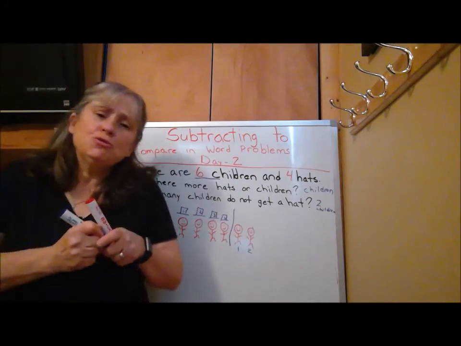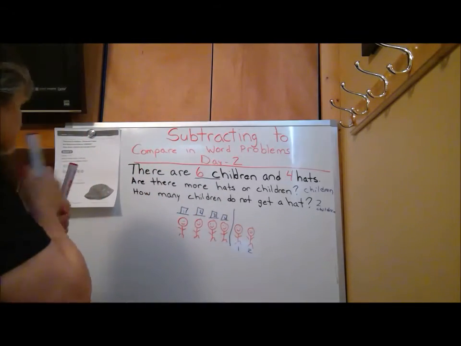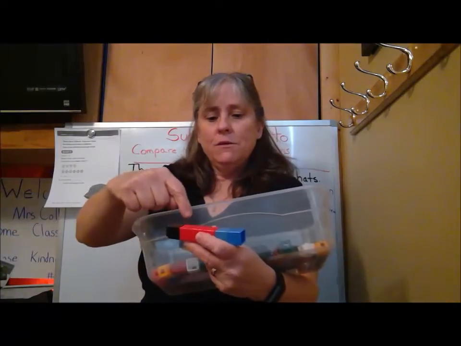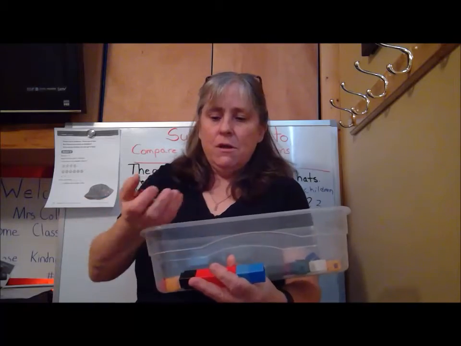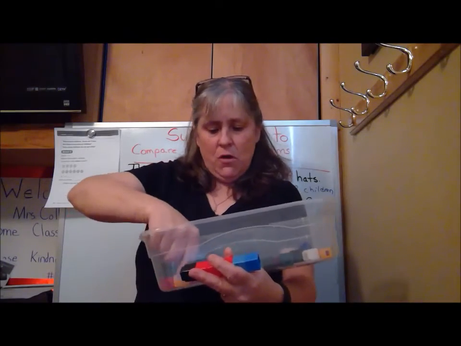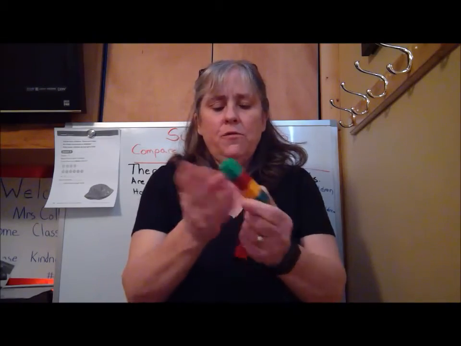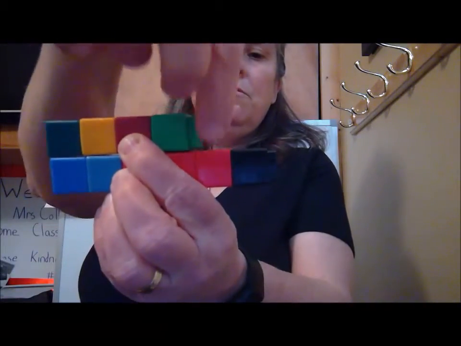Was there a different way? Did you do it a different way? How about this? What if I got out my box from over here? And I said I have 1, 2, 3, 4, 5, 6 children. And 1, 2, 3, 4 hats. Let me do this. 1, 2, 3, 4. So I could go like this, right? And I would see that I have more children than hats. And how many more? 1, 2. So that's another way I could have done it.